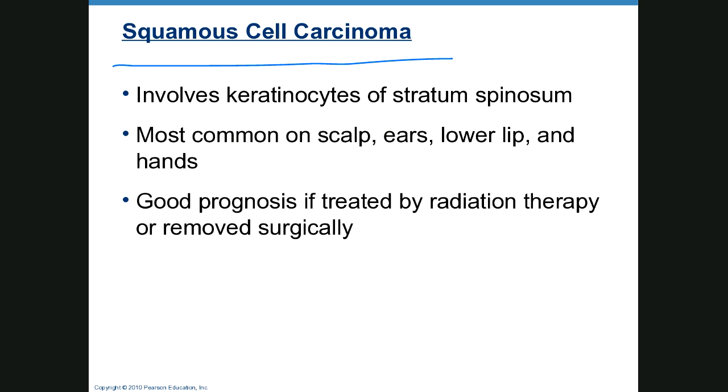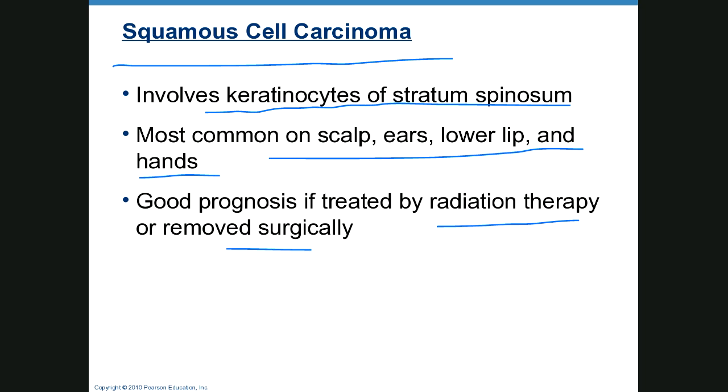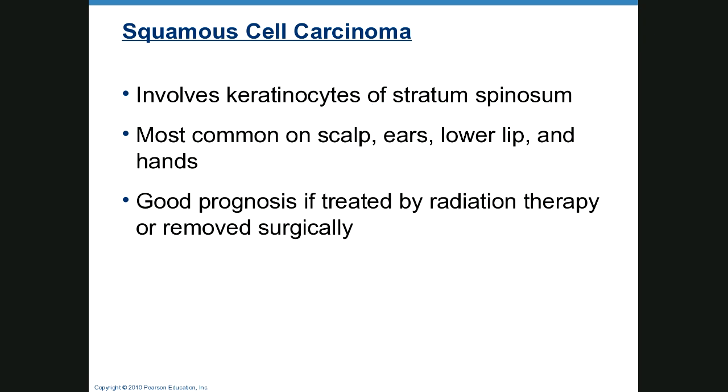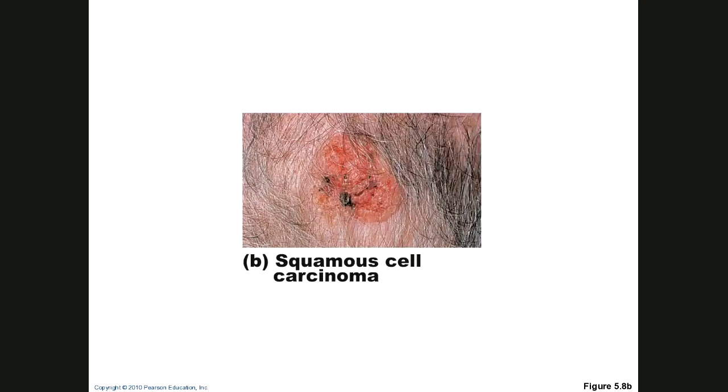Squamous cell carcinoma, again, keratinocytes of the stratum spinosum. Scalp, ears, lower lip, hands. Prognosis is very good if you remove them surgically quickly. You may also have to use radiation or chemo. And you can actually treat them before they become cancerous. They have precancerous cells, which are very obvious, or early cancer cells, which can be just treated with a topical chemotherapy. This one's going to have to be cut out.